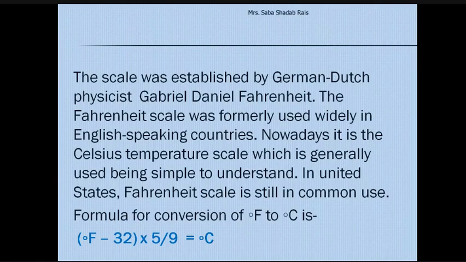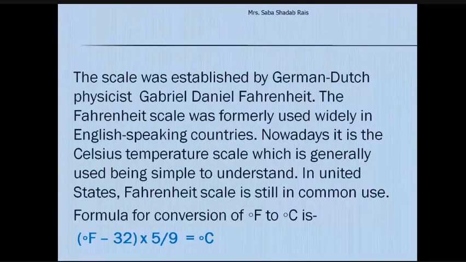So who discovered this particular unit? The Fahrenheit scale was established by the German-Dutch physicist Gabriel Daniel Fahrenheit. The Fahrenheit scale was formerly used widely in English-speaking countries. Still, the US also uses this only. Nowadays it is the Celsius temperature scale which is used. In the United States, the Fahrenheit scale is still in common use.